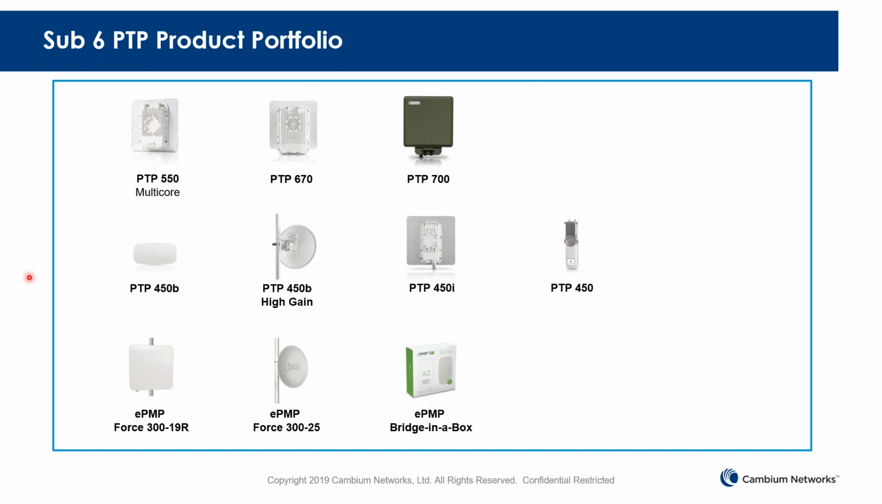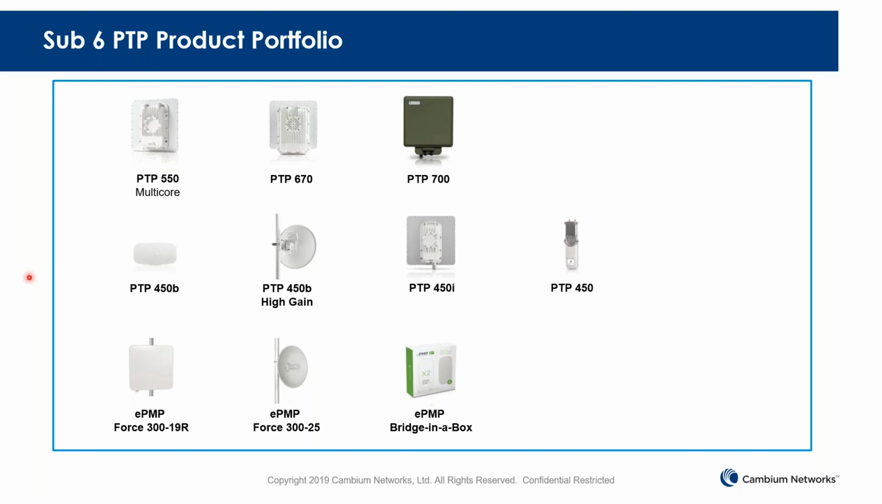We also have the 450b high gain 25 dBi dish, which is based on the same platform, and we have the PTP 450i. This one is based on the 450i, which is again based on the PMP platform. This one has an auxiliary port you can use to connect to a camera or other outdoor equipment.